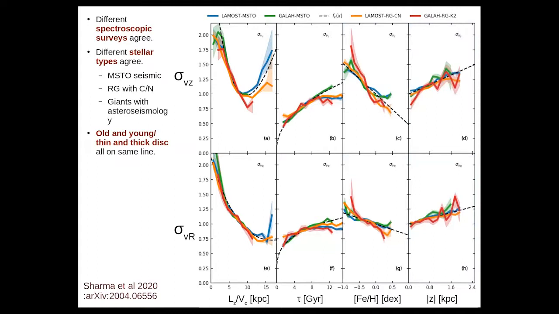But the important thing to note is different surveys, different age estimators, they agree with each other. That means the results are quite robust. And the old and the young stars, be they on thin disk or thick disk, they all lie on the same relation.